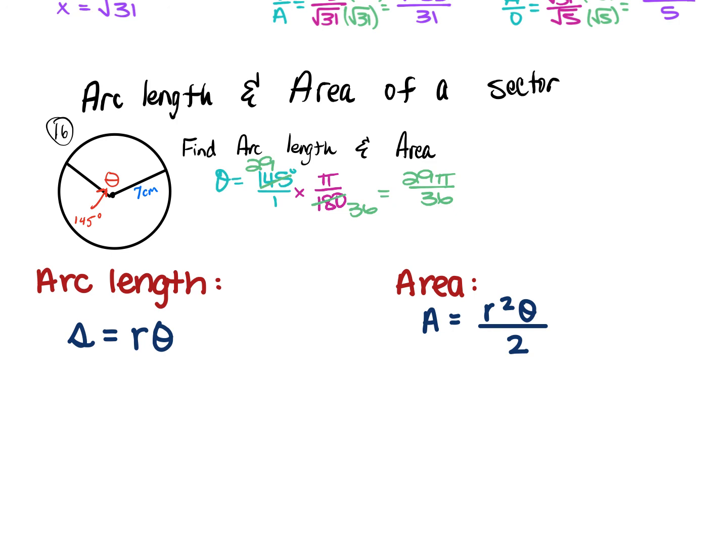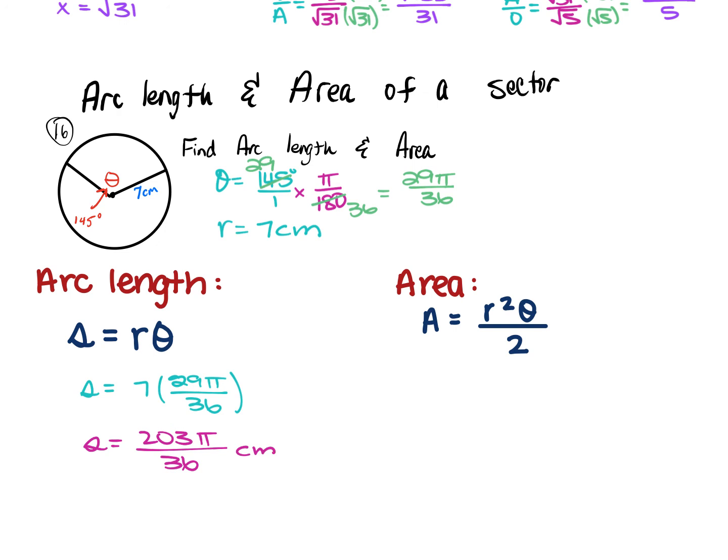Your radius is 7 centimeters. So if we're finding the arc length, we're working with S equals R times theta. S is your arc length, R is your radius, and theta is in radians, not degrees. So this is going to give you S equals 7 times 29 pi over 36. 7 and 36 do not share a common factor, so multiply straight across. 7 times 29 gives you 203. So that is 203 pi over 36. Now, this is in centimeters.